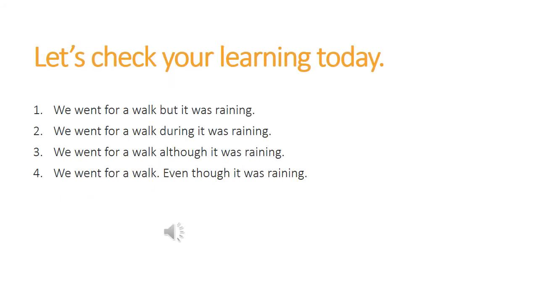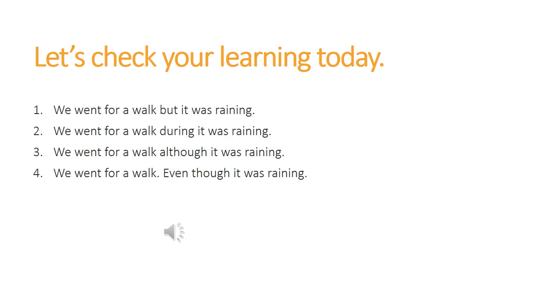Okay, well done everyone, we're nearly at the end of our lesson. To finish off, we're going to check our learning by looking at the sentences that are on your screen. I'd like you to decide which one is the correct and most appropriate complex sentence. Pause the video, decide which one is the right one and why the others are incorrect. Okay, so the most appropriate and correct complex sentence is sentence number 3. We went for a walk is the main clause, although it was raining is the subordinate clause.